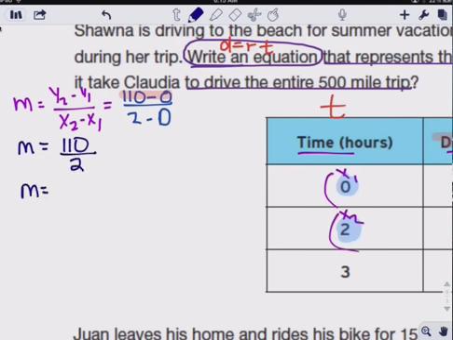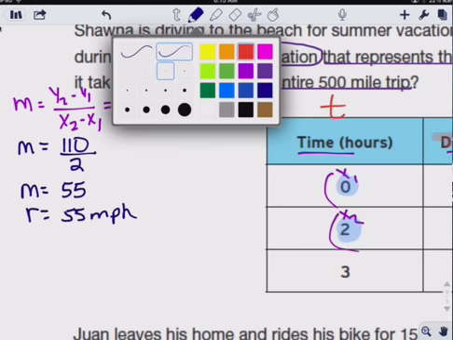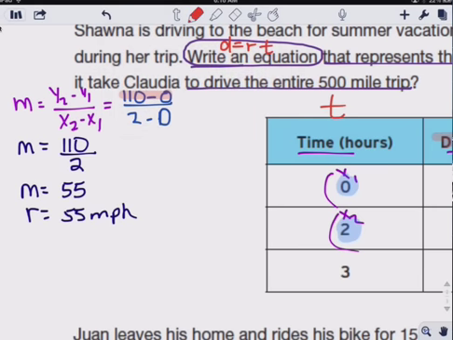Slope equals 55 miles per hour, or that's my rate. It's 55 miles per hour. Okay? That's the average speed. So on the test, I will ask for the average speed. I won't say the word rate. You need to know those things all mean the same. Because I mentioned that in one of the lessons.